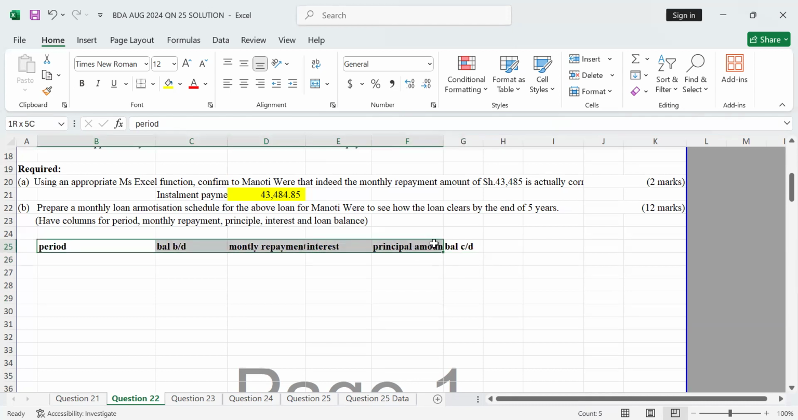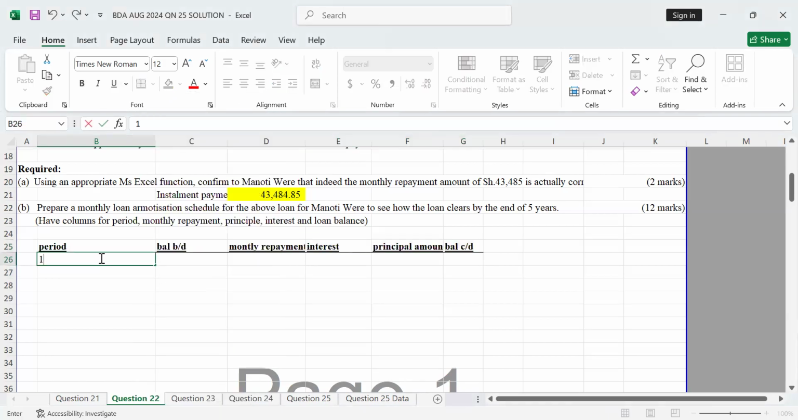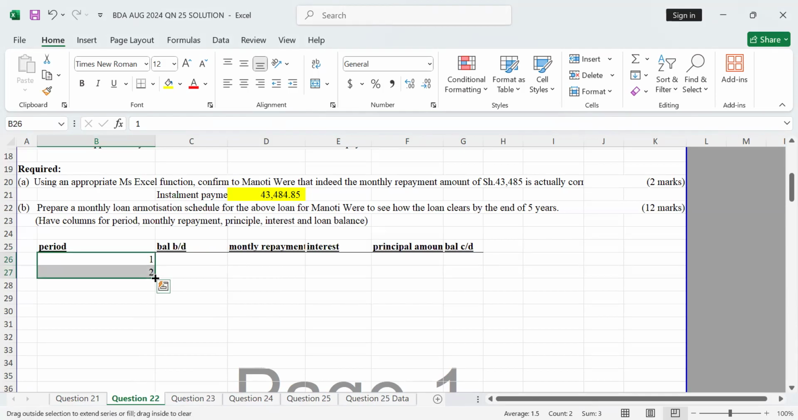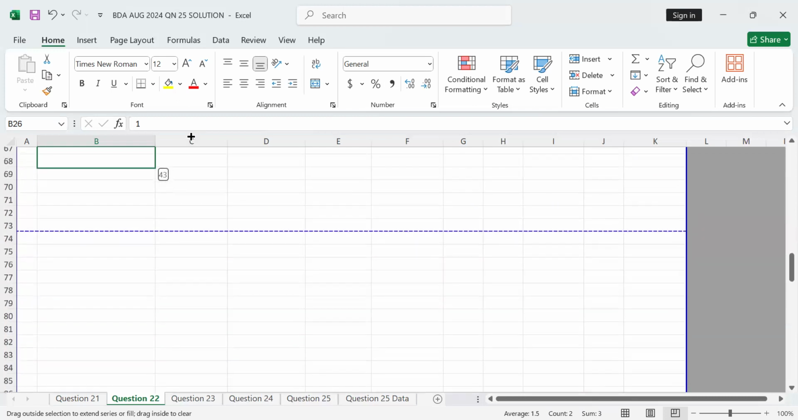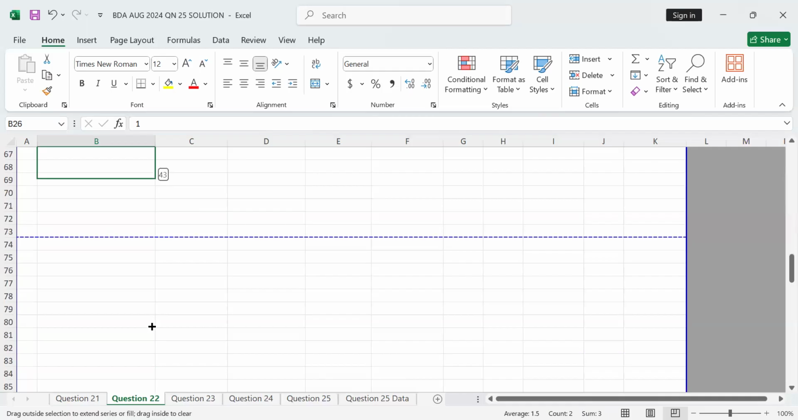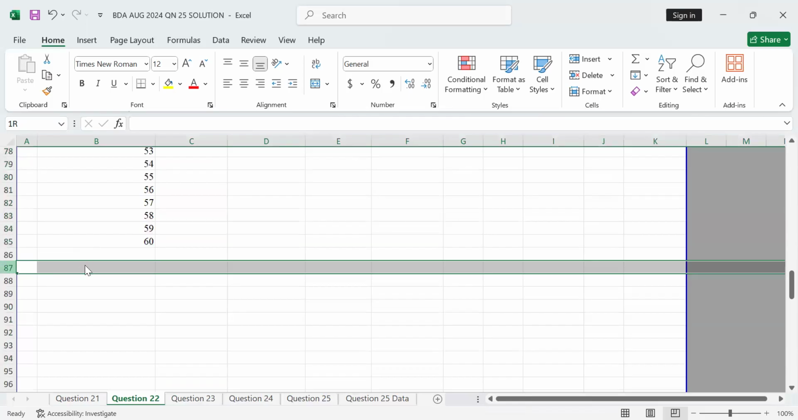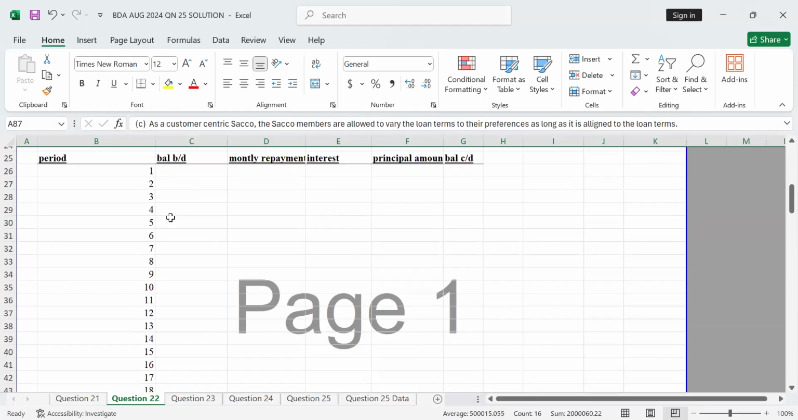You can also underline it that way. So for how many periods do we want this? 60. I can just type 1, 2, then use autofill. You highlight the first one, number 1 and number 2, then on the far corner you place the cursor and do the autofill. Remember, these are some of the things we talked about in our first part, the introduction. So that is up to 60, and I don't require the other rows, so I can delete them. It is for 60 periods.